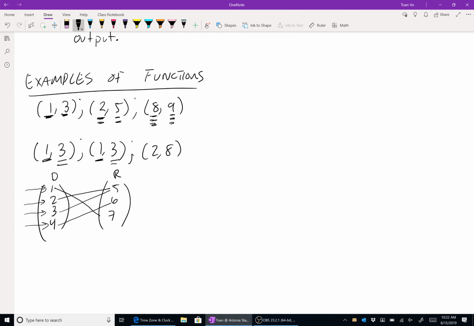So although this output of 5 has multiple arrows pointing to it, the definition of function focuses on the input. And if the input only has one output, technically it is a function. Let's look at some non-examples, or rather examples of non-function.